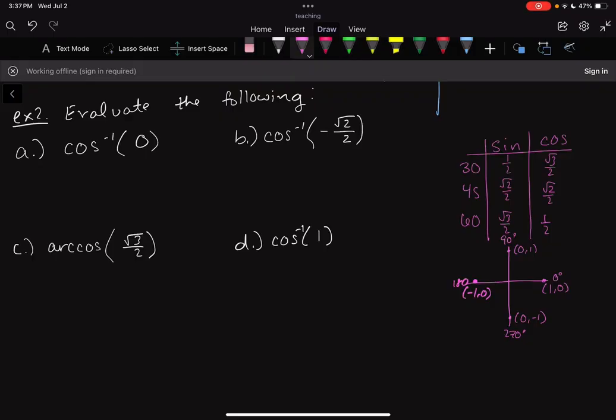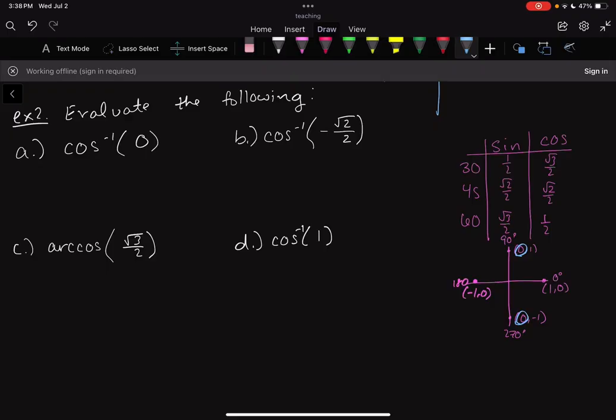So cosine of 0, technically it happens in 2 spots. It happens here. Oh, be careful, not the y value. It happens here and here. So cosine is technically 0 in 2 different places. And that's true for negative root 2 over 2 as well. Like it's negative in 2 spots. But the interval restriction makes it to where there's only one answer.